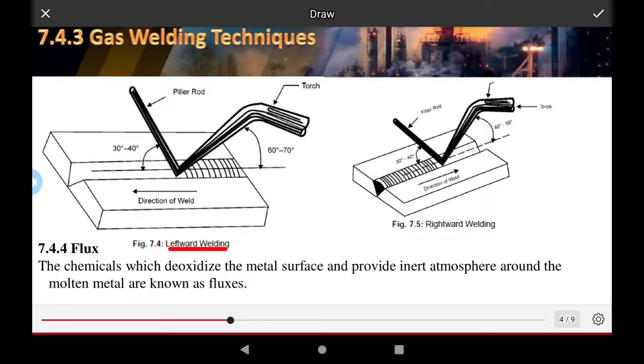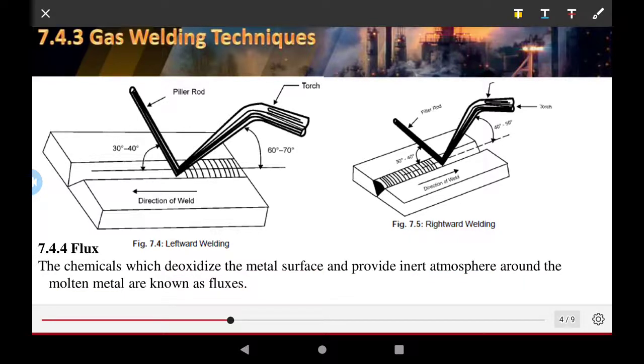And what is flux? Flux is a chemical which deoxidizes the metal surface and provides an inert atmosphere around the molten metal.